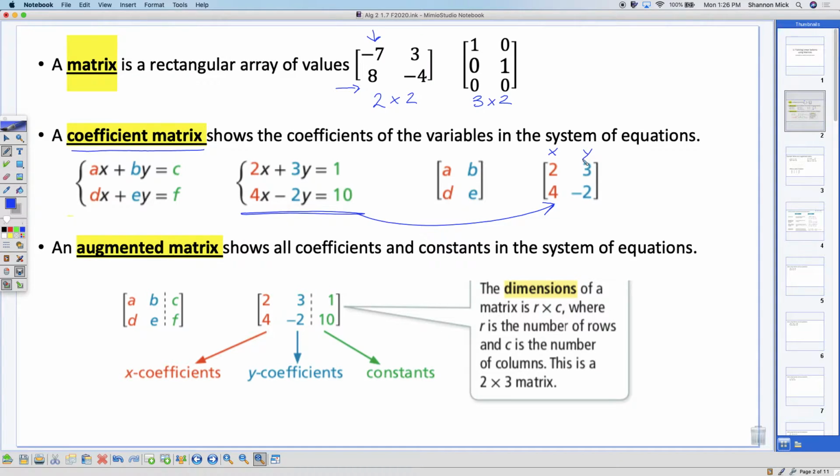Are those brackets or just straight lines? Brackets.